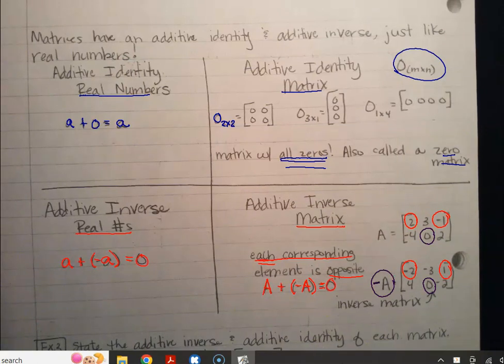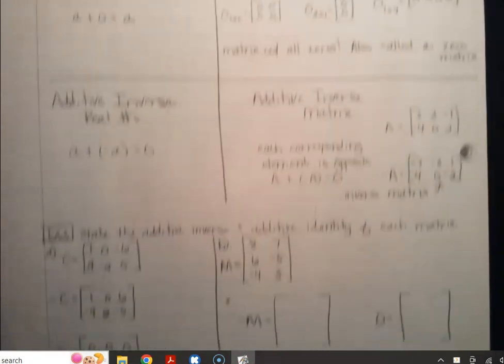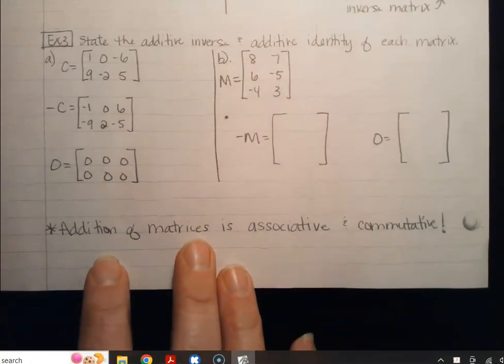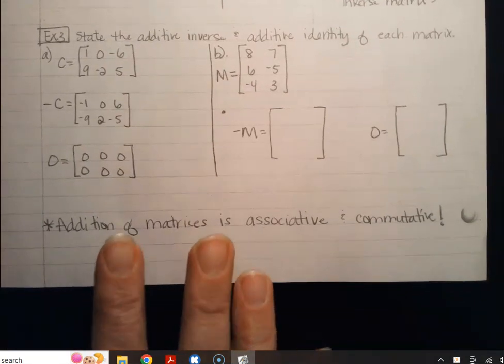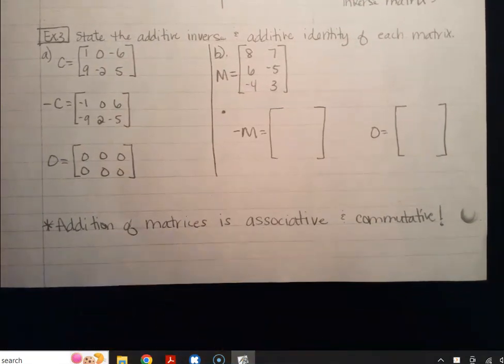All right, then let's move to example 3. It says state the additive inverse and additive identity of each matrix. Okay, so C is done for you. So here's what we start with. C is a 2 by 3 because there's 2 rows and 3 columns. But again, we want the additive inverse, so we want the negative C. So we have the opposite of each of these.